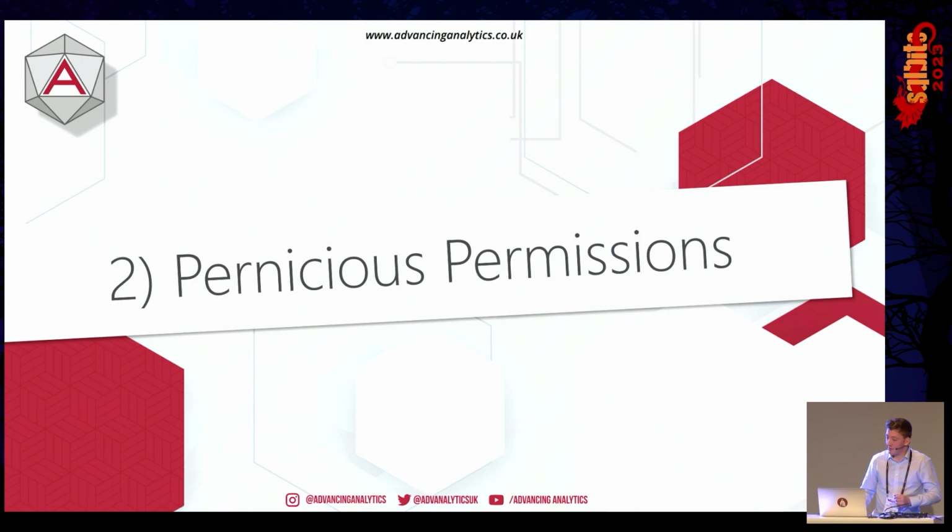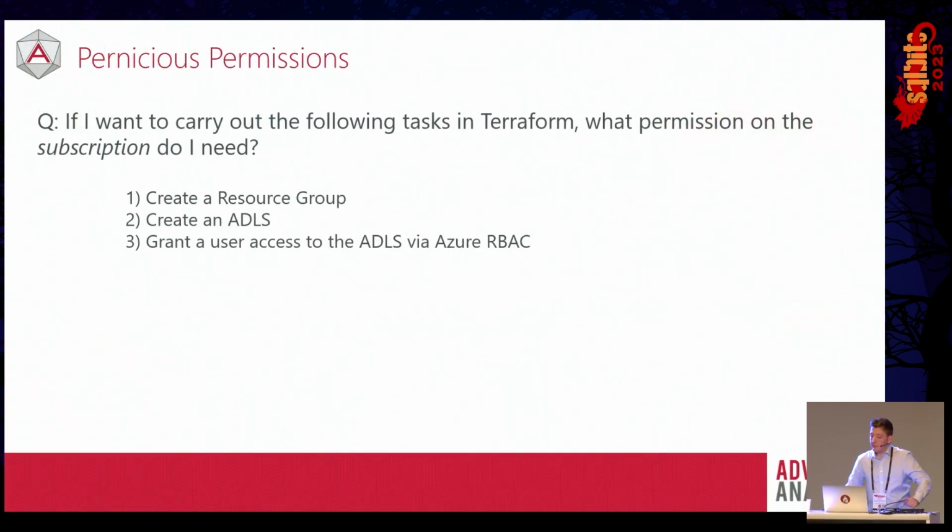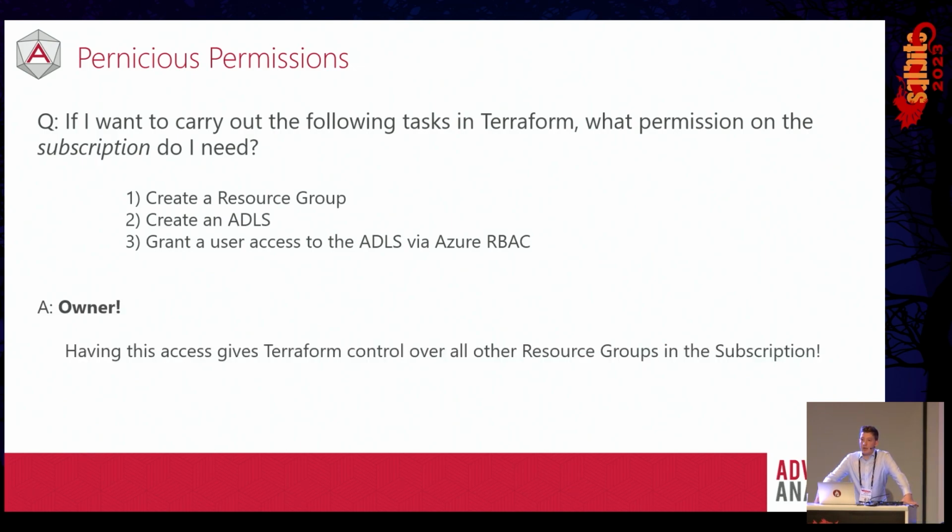I'm not going to try and get that right. So if I want to deploy the following in Terraform, what permission on the subscription do I need? If I want to create a resource group, create an ADLS, and then grant access to that ADLS with an Azure RBAC role assignment, on the subscription I'm going to need owner-level access. Because having owner on the subscription means that when I create the resource group, I have owner on that as well, and then I can do the role assignment on any resources inside it. But if you've got owner over a subscription, you've got owner over everything in that subscription.